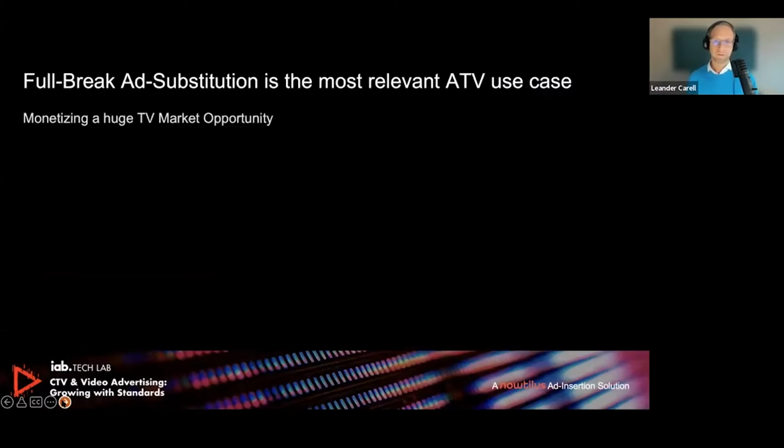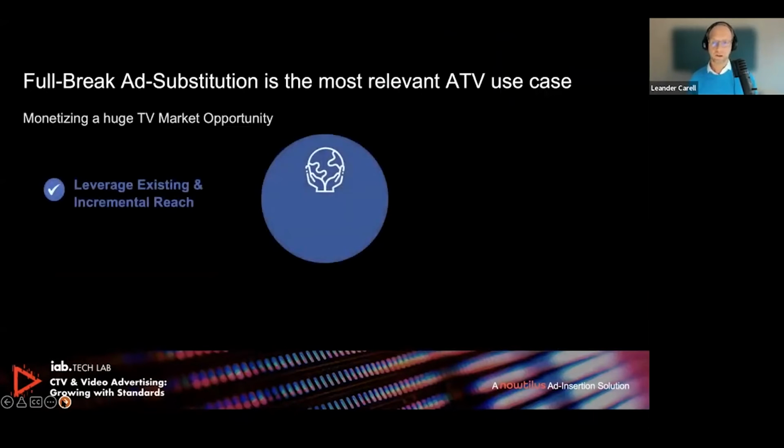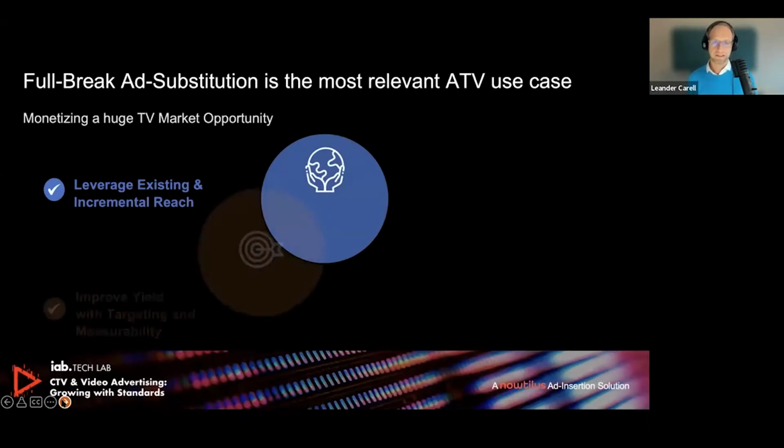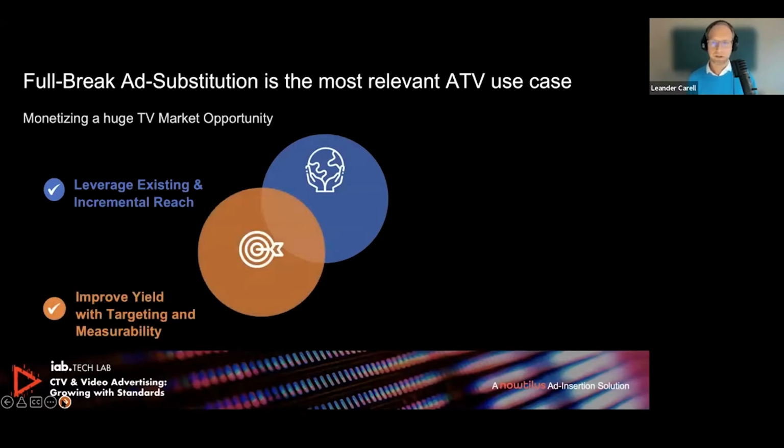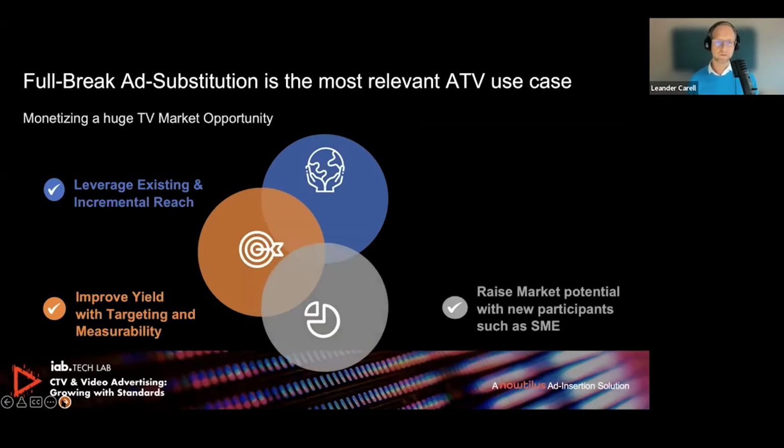From our perspective, full ad break substitution is the most relevant ATV use case. It leverages existing and incremental reach because there's potential to serve more than 50 million connected HbbTV devices with 120 million people reachable across Europe. It's about improving yield with targeting. So there's household data, geolocation, and contextual data to create a higher value of the inventory, which leads finally to premium CPMs and improves yield.